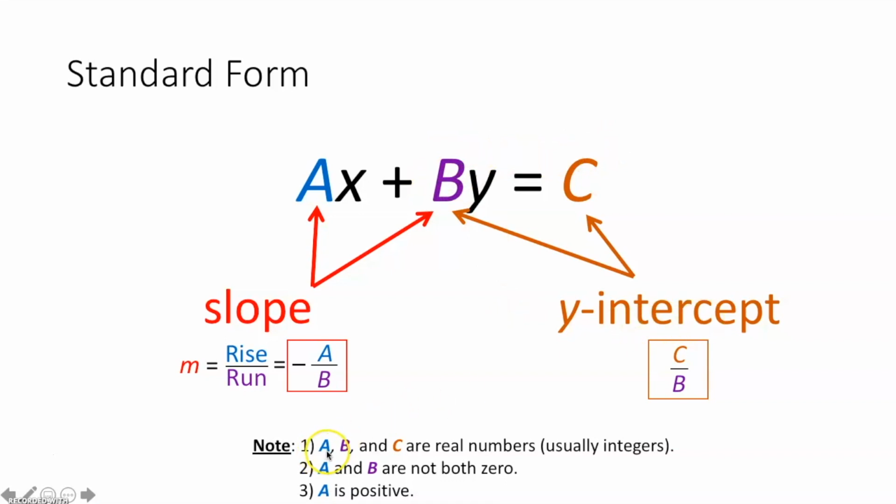Note a couple things here. a, b, and c are going to be real numbers, they're usually integers. So we don't like having fractions or decimals in standard form. a and b are not both 0. If a and b are both 0, you don't even have an equation anymore. And then a is positive. Usually teachers make you have a be positive. So what you do, if you get a negative a, just multiply everything by -1.